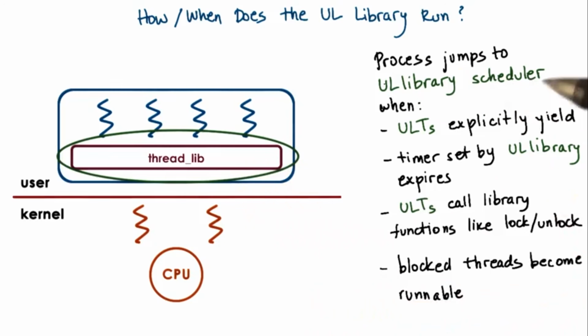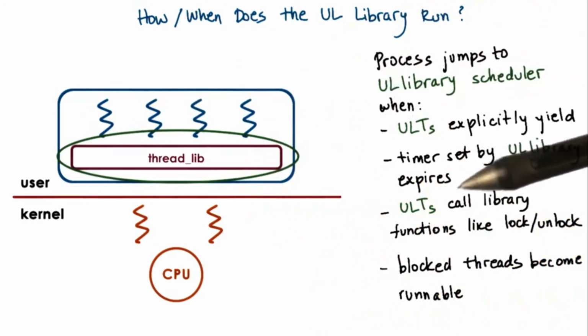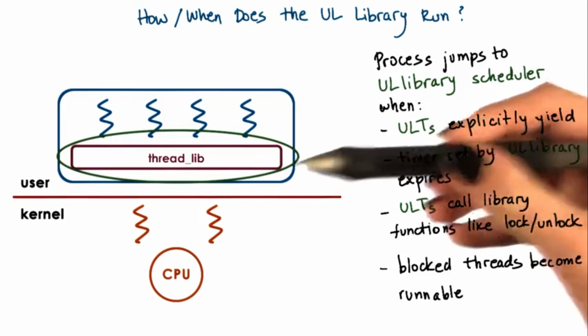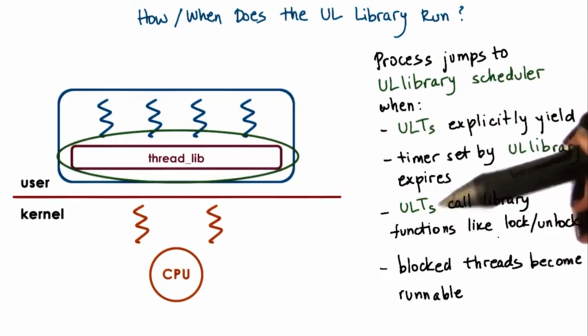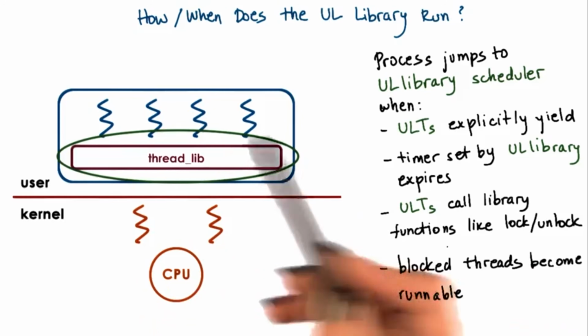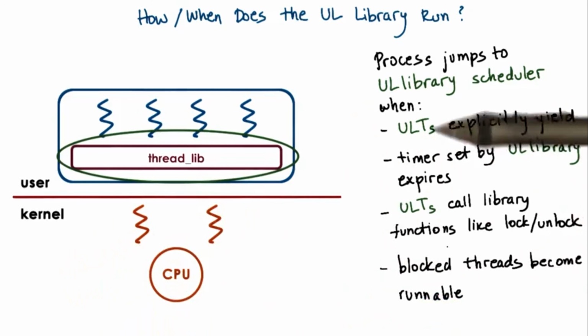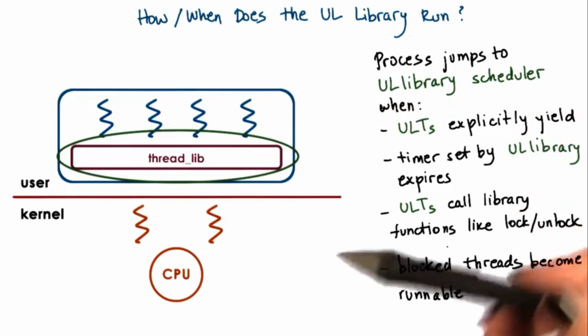Also, we jump into the user-level library scheduler whenever some kind of synchronization operation takes place. When we call a lock, clearly that thread may not be able to run if it needs to be blocked. When we call an unlock operation, then we need to evaluate what is the new runnable thread that the scheduler should allocate on the CPU. And in general, whenever a blocked user-level thread becomes runnable, we jump into the scheduler code. This is part of the library implementation. This is not something that you will explicitly see.